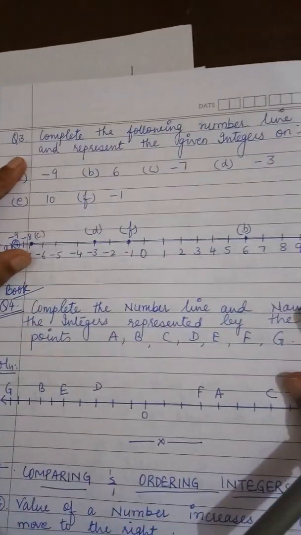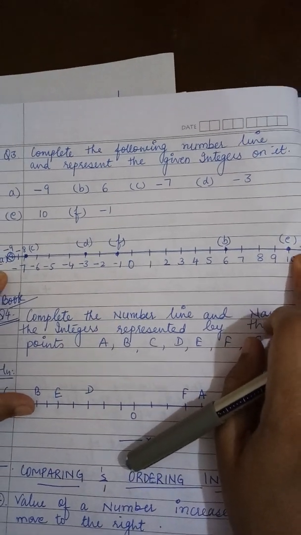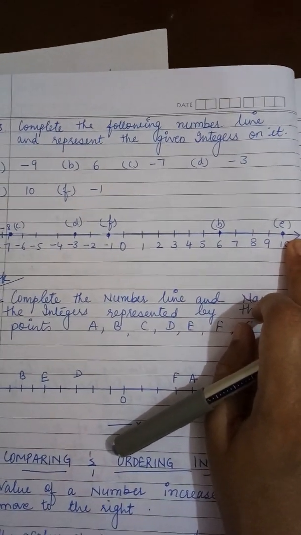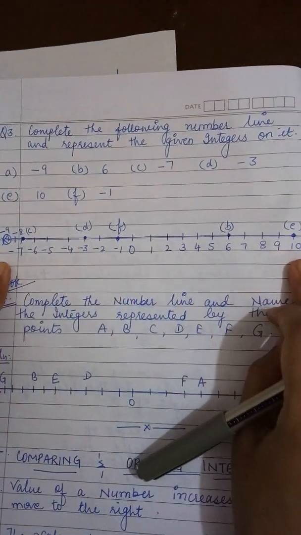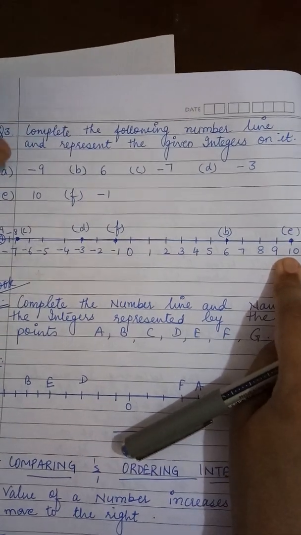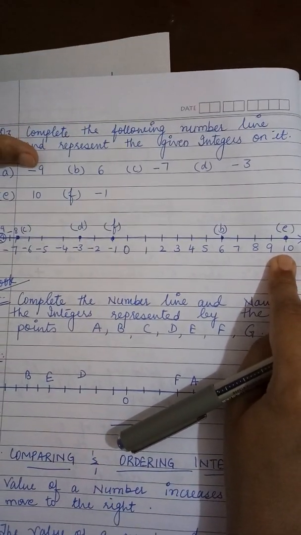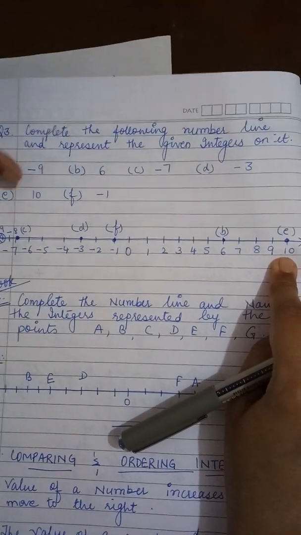Next, question number 3: complete the number line and represent the given integers on it. Now they have given this number line. You have to do this question in the notebook. You have to draw the number line, and on it represent all these integers: minus 9, 6, minus 7, minus 3, 10, minus 1.